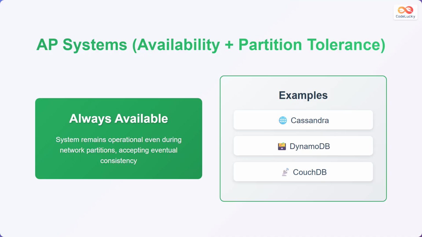AP systems, on the other hand, emphasize availability and partition tolerance. These systems are designed to remain operational even during network partitions, accepting eventual consistency to ensure continuous service. Examples of AP systems are Cassandra, DynamoDB, and CouchDB.